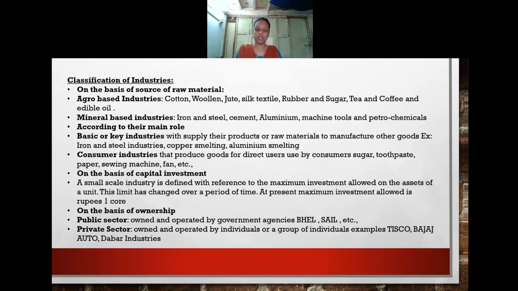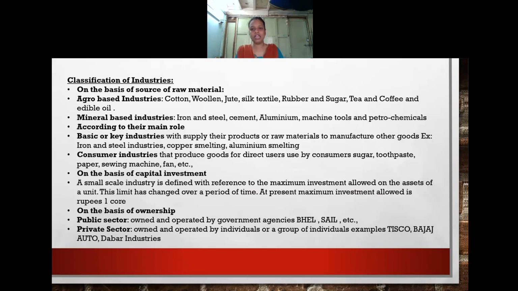This limit has changed over time. Due to improvements in their manufacturing, they can convert themselves from small scale to large scale. At present, the maximum investment allowed in a small scale industry is rupees 1 crore. Before, they were setting up industries at a very low cost. At present, if they want to set up any kind of small scale industry, till 1 crore we can set up the small scale industry in your locality as well as in your country. So industries up to 1 crore are called small scale industries.